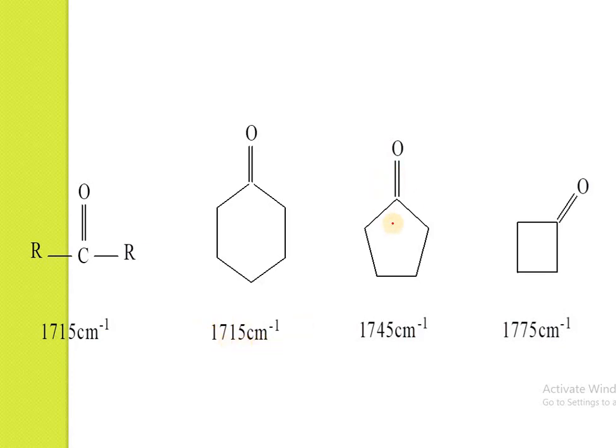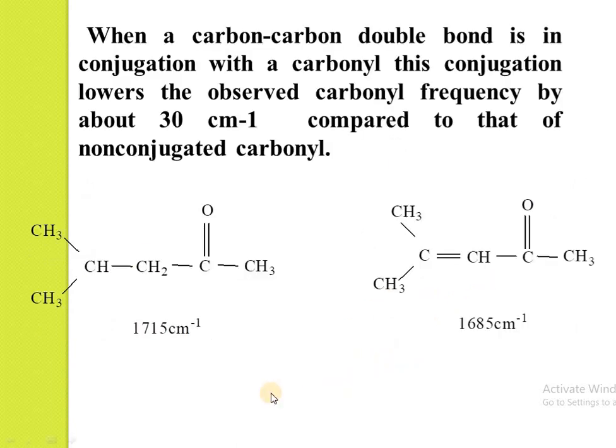But when it is a 5-membered ring ketone, the value is increased by almost 30 centimeter inverse, and for a 4-membered ring ketone it is around 1775 centimeter inverse. That is, by decreasing the size of the ring of the ketone, the value increases by around 30 centimeter inverse.